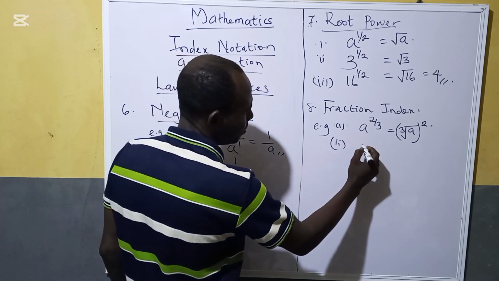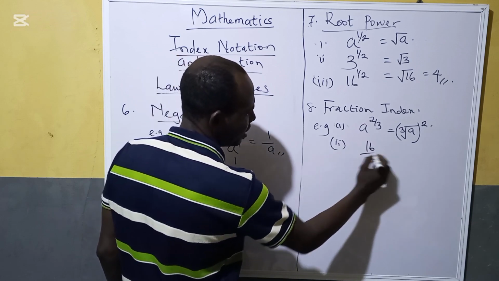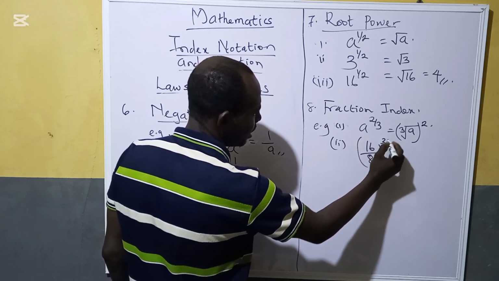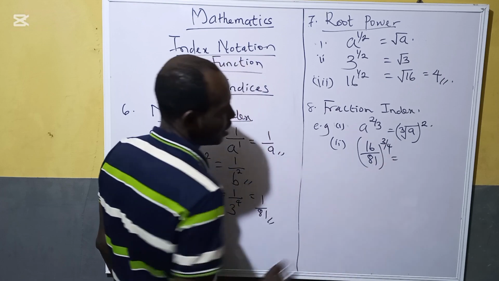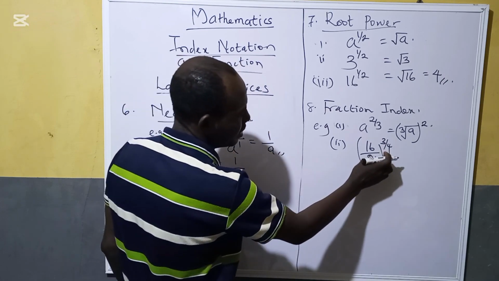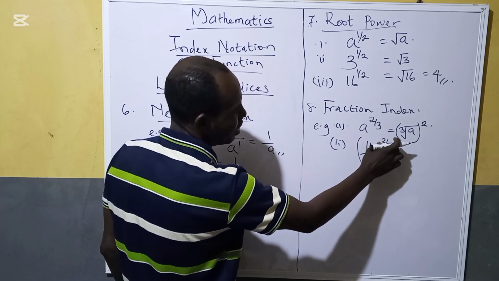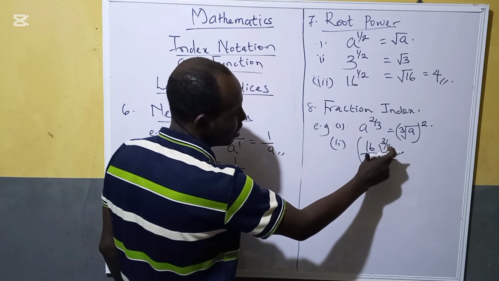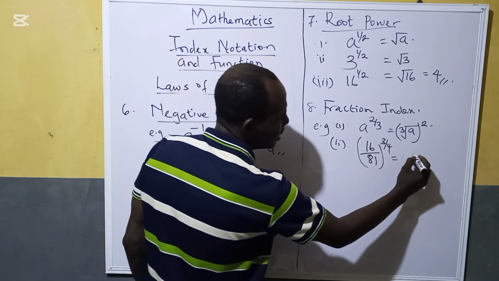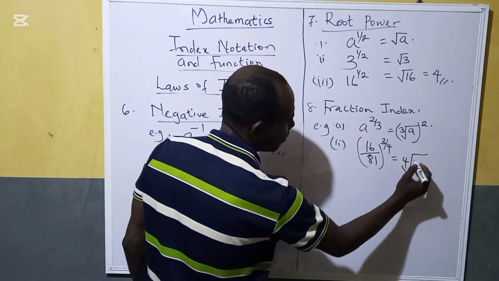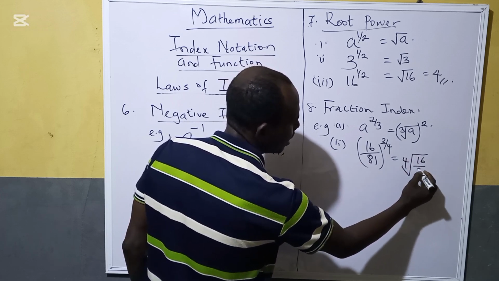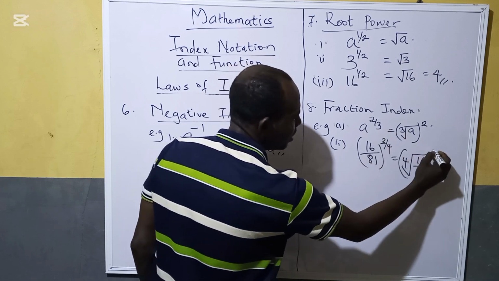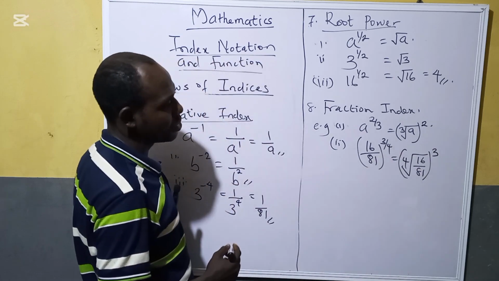Now take a look at this. If you have 16 over 81 raised to the power of 3 over 4, how will you do this? So this is the 3 over 4, this is the denominator here. So you take the root in respect to this 4. That is the fourth root of 16 over 81. Then raise it to the power of the one here, which is 3, the numerator.